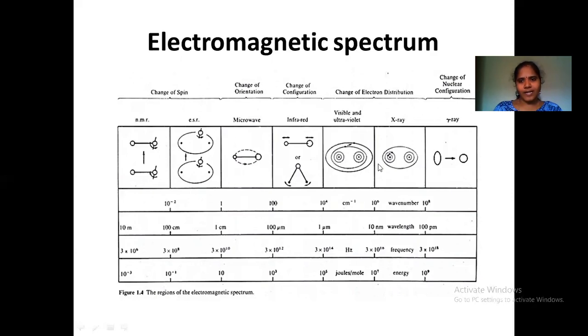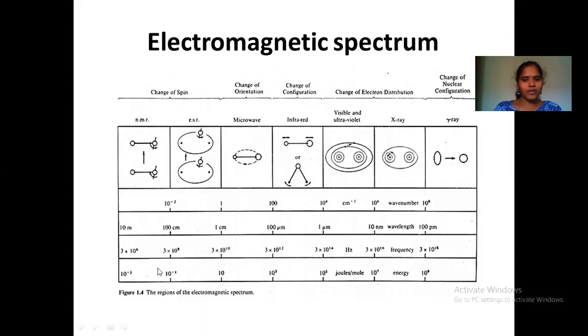And UV visible and X-rays, they will change the electron distribution. The electron distribution is done within inner layers in the X-rays, whereas because of UV and visible, it is in the valence shell. And the excitation of an electron from a lower energy level to a higher energy level takes place by the UV visible and X-rays, whereas the gamma rays, the radiation with high energy, can change the nuclear configuration too. And they are of high energy out of all other radiations.